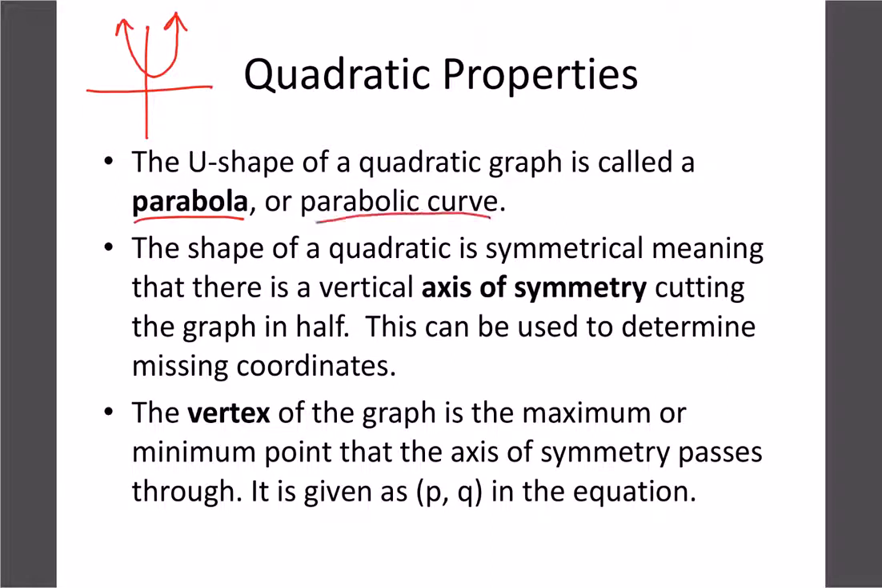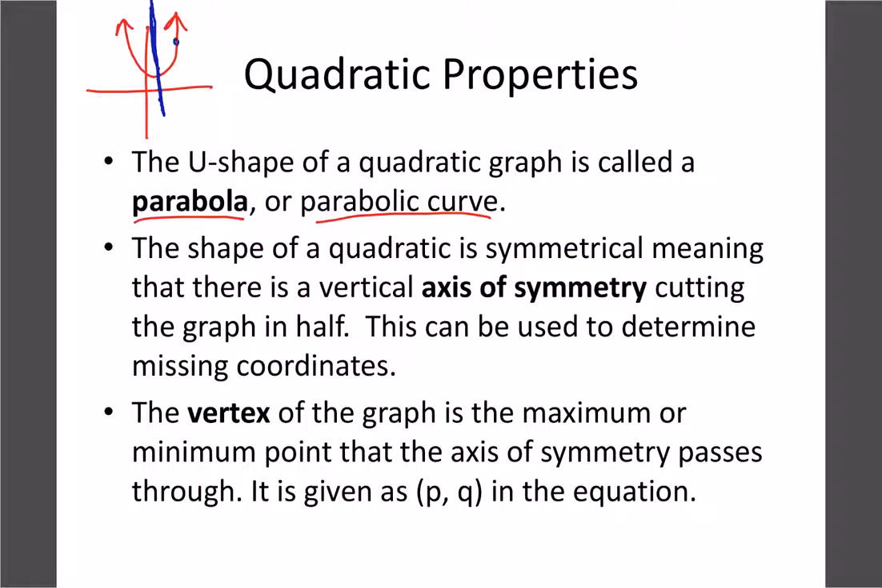Or we would say it's a parabolic curve. So that's just the name that we use for that sort of shape of curve. And we know that it's symmetrical because we get the same answer whether it's positive or negative when we square it. What we end up getting is a line of symmetry down the middle of that graph. So we call that a vertical axis of symmetry, and we can use that to help us figure out certain coordinates.